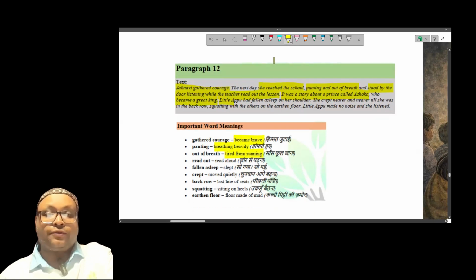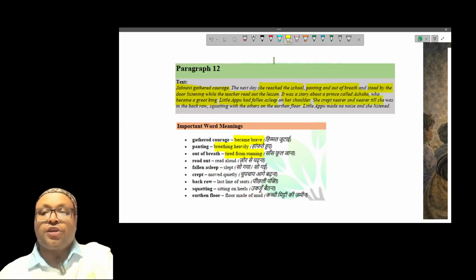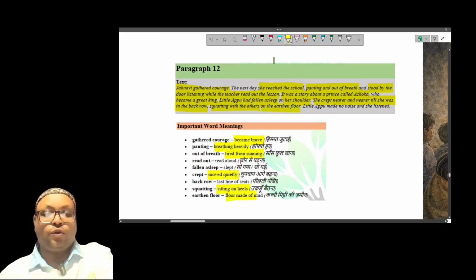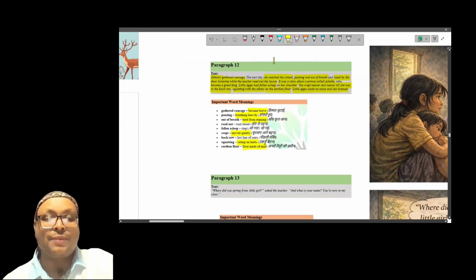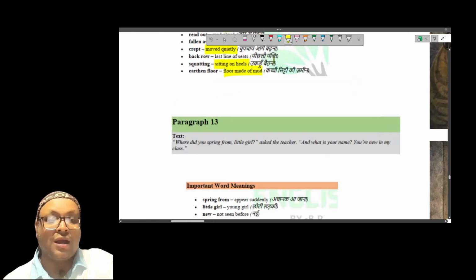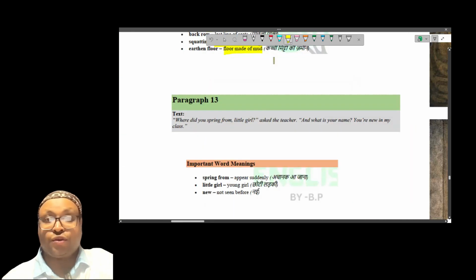Little Appu had fallen asleep on her shoulder. She crept nearer till she was in the back row. What is crept nearer? Moved quietly, secretly, squatting with others. What is squatting? It's a sitting position. Sitting on heels is called squatting, on the earthen floor, a floor made of mud. Little Appu made no noise and she listened. So what was the talk about? King Ashoka. Then the teacher saw her.